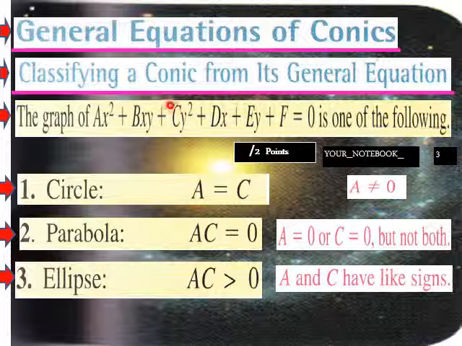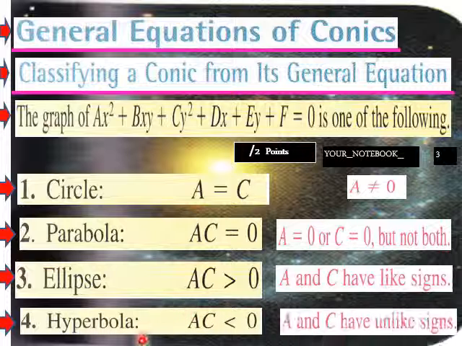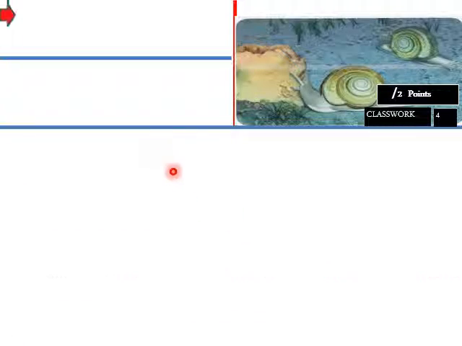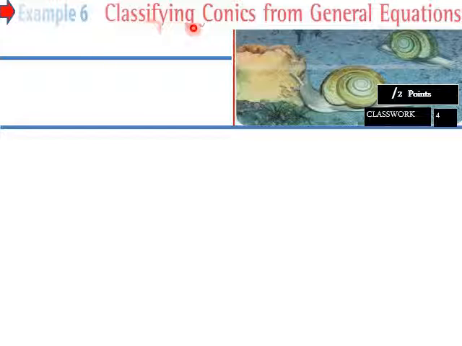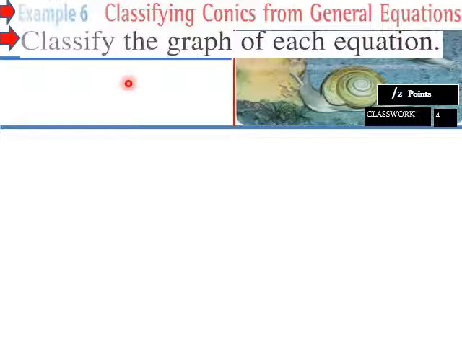So classifying a conic from its general equation, this is a pretty nice little equation here. And then you can tell the different kind of conic from what these values are down here. And then a hyperbola will be AC less than 0, A and C have unlike signs, so a hyperbola is definitely a different kind of conic. So that's classifying conics from general equations.